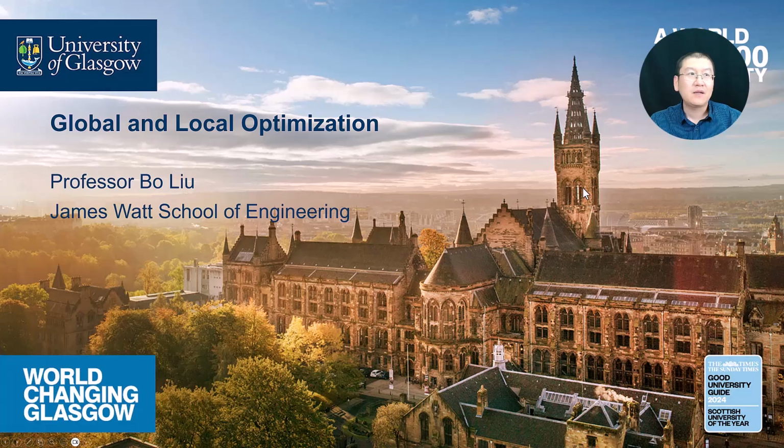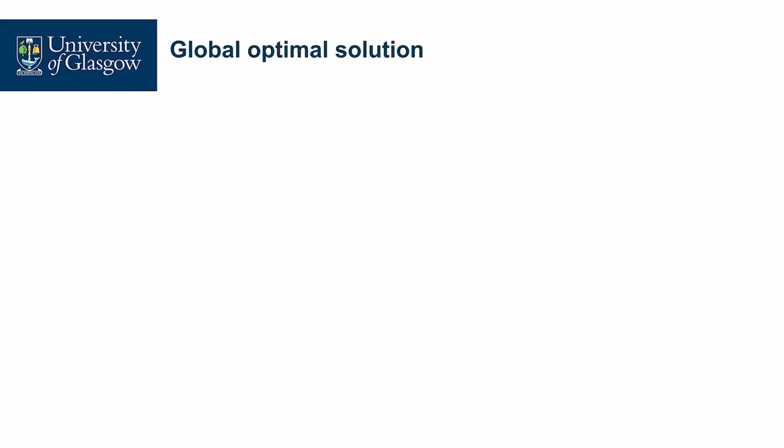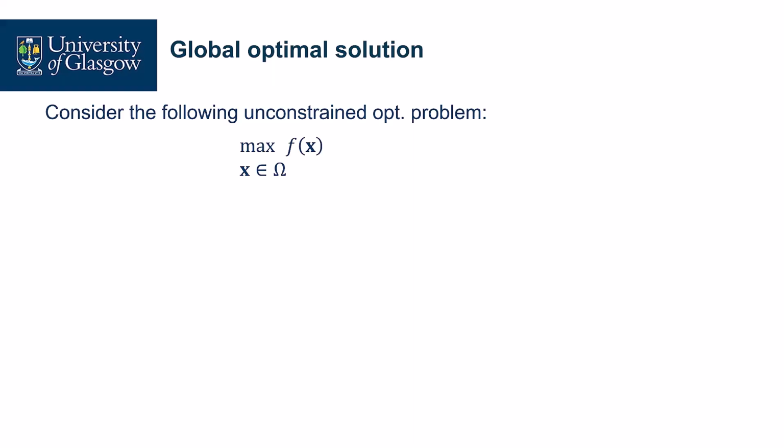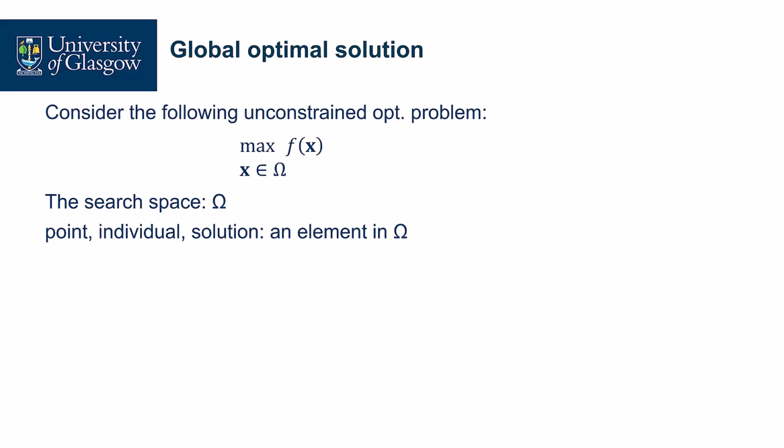So let's see the global optimal solution, which is the first concept. Let's consider an optimization problem. I want to find the maximum of f(x), where x belongs to Omega, which is a search space. For each x, we can call it a point, an individual, or a solution. Later, I will call it like that. These are the same thing. All of them mean an element in the search space.